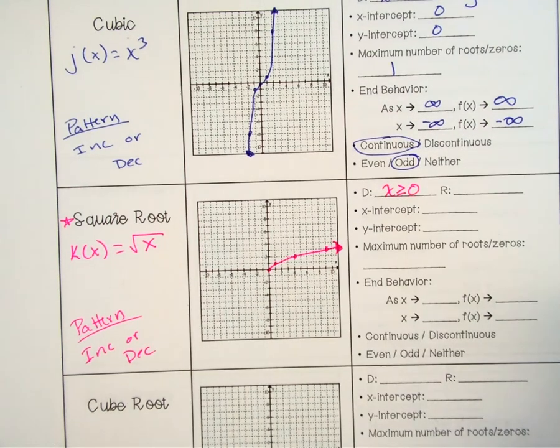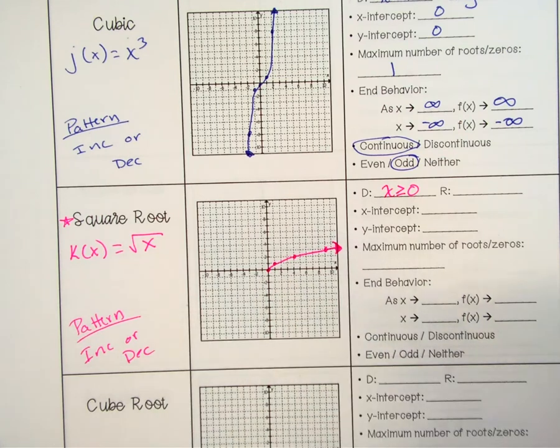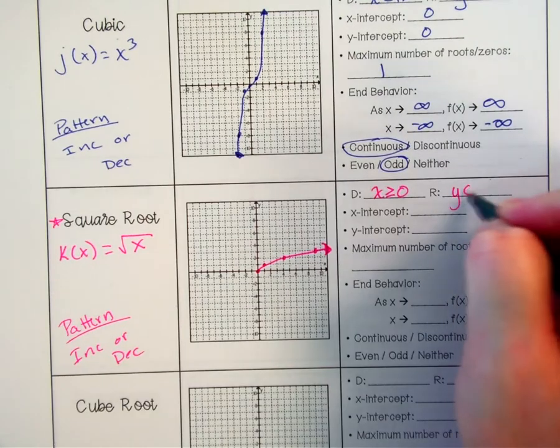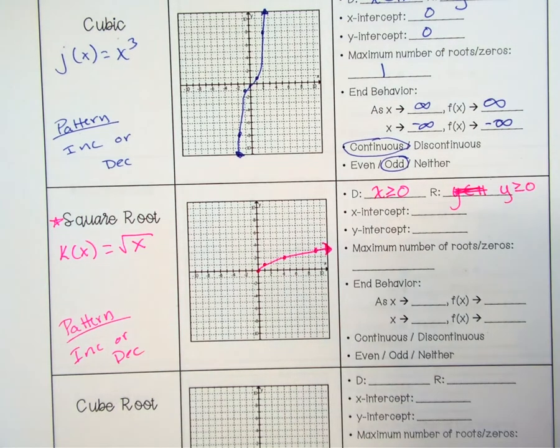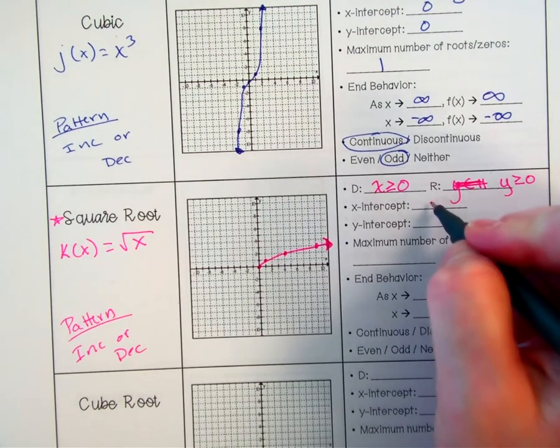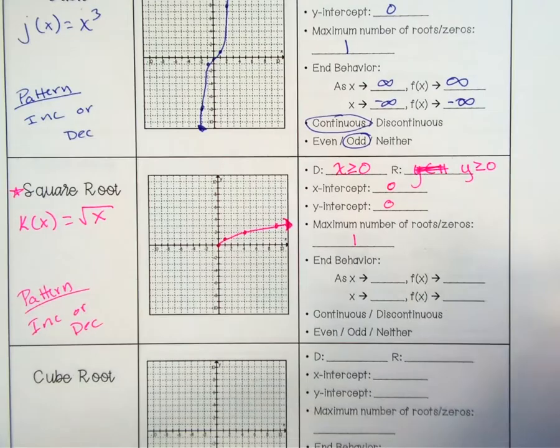Our domain here is just going to be greater than or equal to 0. It's never going to go past that point right there. And then our range here is going to be greater than or equal to 0. So our x-intercept and our y-intercept are both 0 on this. We can have at most one root.